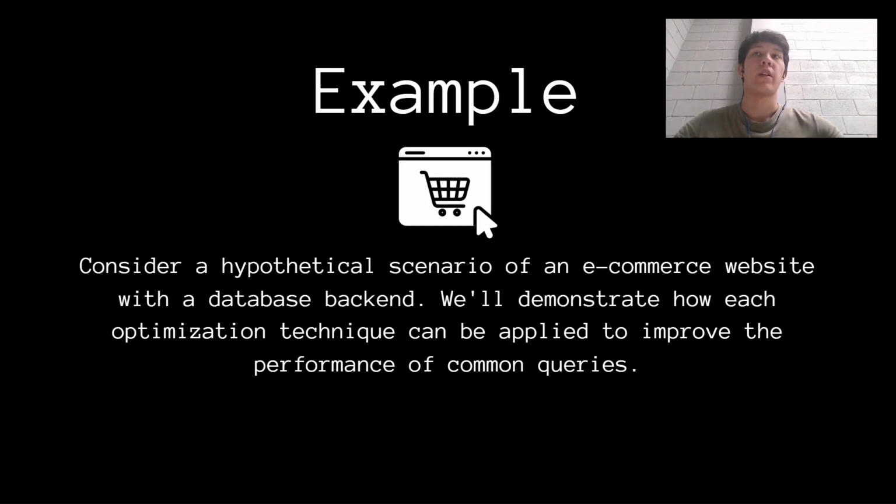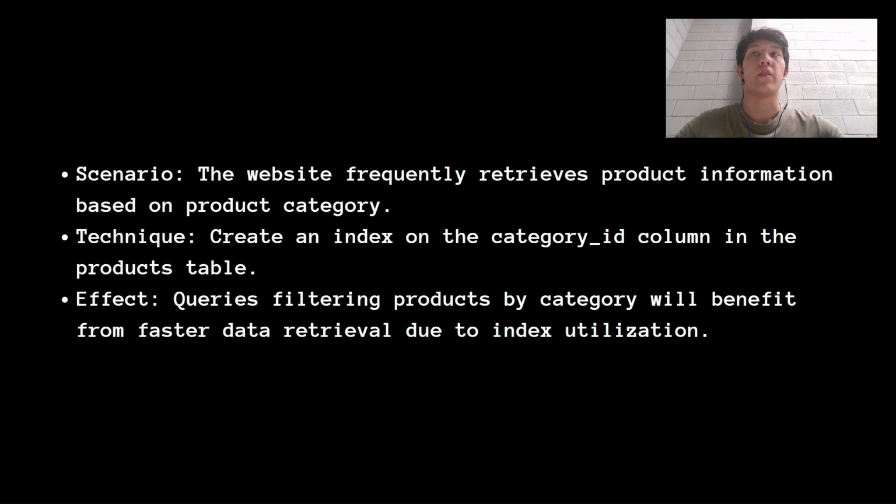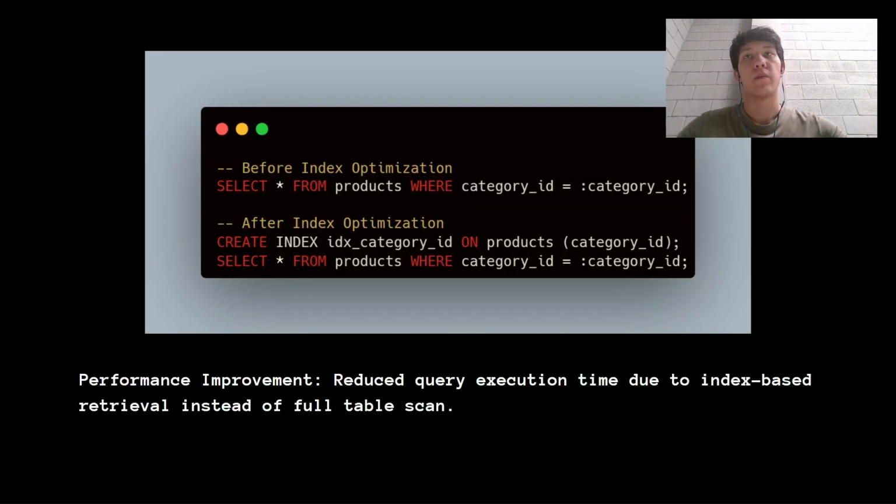Here's the example. Let's consider a hypothetical scenario of an e-commerce website with a database backend. We'll demonstrate how each optimization technique can be applied to improve the performance of common queries. Here's the scenario for the first technique. The website frequently retrieves product information based on product category. So we'll create an index on the category ID column in the product table. The effect is that queries filtering products by category will benefit from faster data retrieval due to the index utilization.